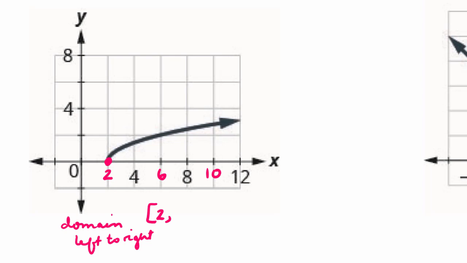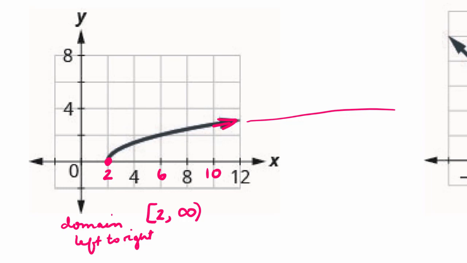Did you notice the arrow? So guess what? This graph keeps going. So what do you think we're going to put in that interval notation? Yeah, you're right, it is infinity. And then remember that infinity always gets parentheses. It does not get a bracket. So there's your domain.